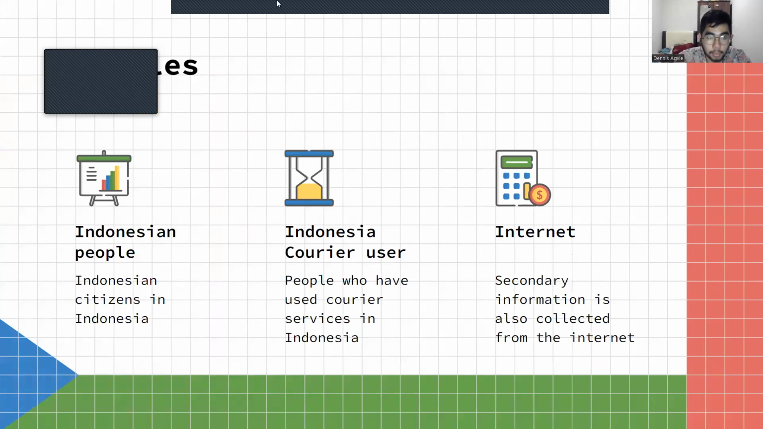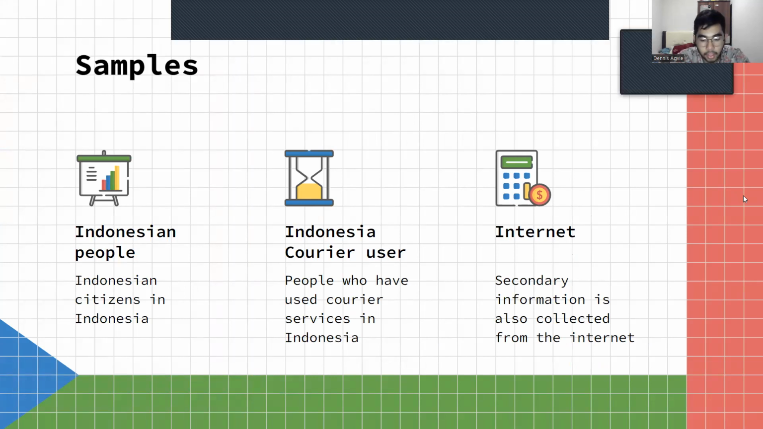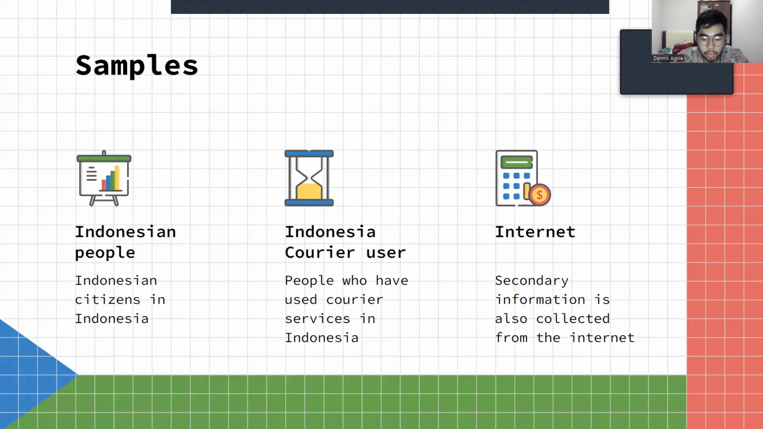Now we move to samples. For the samples, I have decided to use quantitative as the primary research method in which surveys will be conducted in order to gather primary information about the factors the logistic industry has to consider in order to implement digital transformation. The main targets of the surveys are most likely people who have used the courier service in Indonesia, which can be part of the logistic industry.